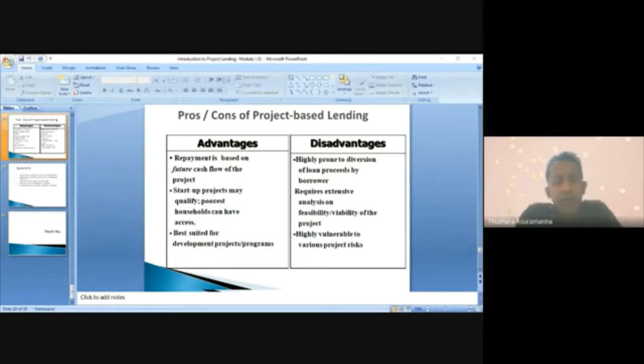Then there are disadvantages also. What are the disadvantages? Highly prone to diversion of loan proceeds by the borrower. What do you mean by that? Any idea? Why the fund diversion? In working capital or cash flow based lending, we say fund diversion is minimized. But here we say there's a high likelihood of fund diversion. Any thoughts?